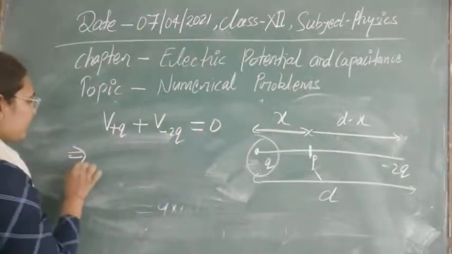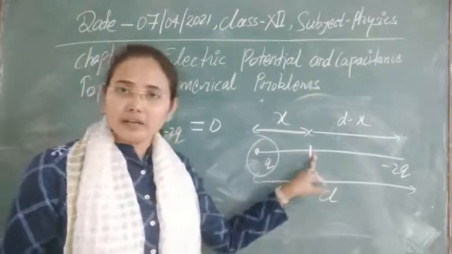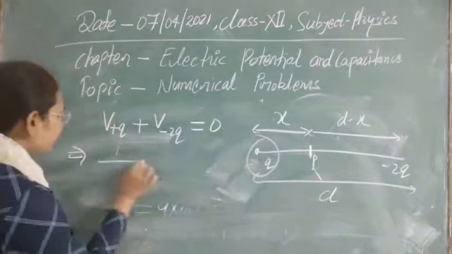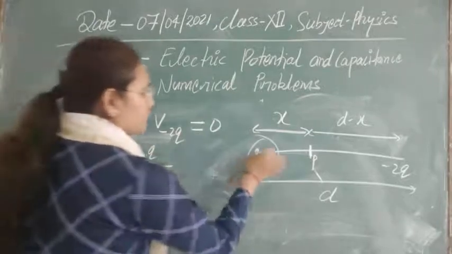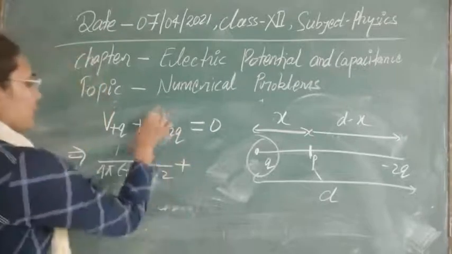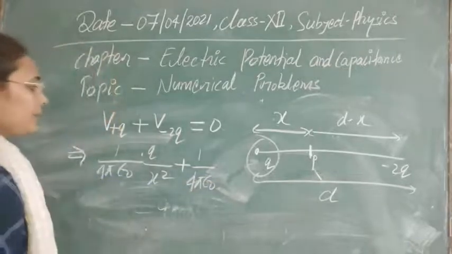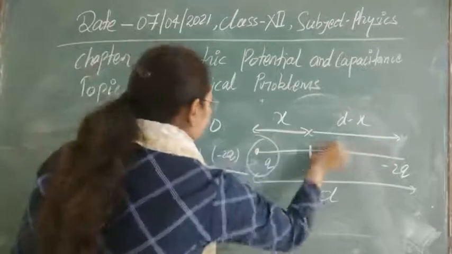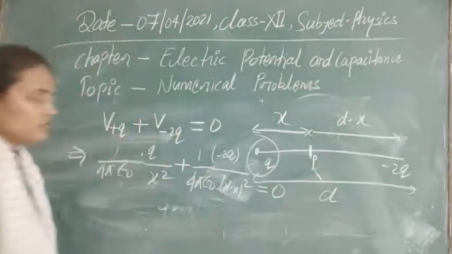So we can write again what is the potential due to plus q charge. As this charge q, for this point P, again it will work as a point charge. So due to a point charge, potential is given by 1 upon 4 pi epsilon 0 q divided by r square, and the distance between these two is x, so x square. Plus, due to minus 2q charge, the potential will be equal to 1 upon 4 pi epsilon 0 into minus 2q upon the distance, that is d minus x whole square, and this whole should be 0.